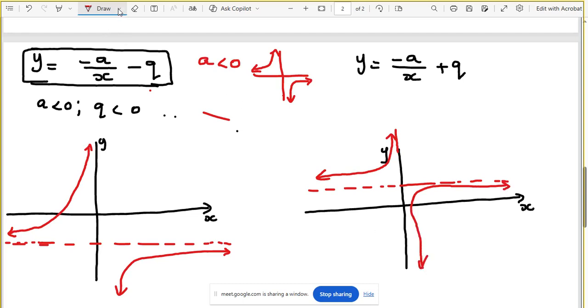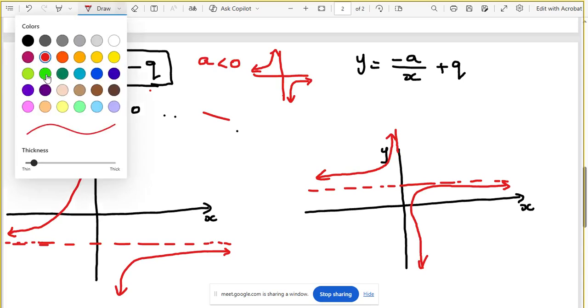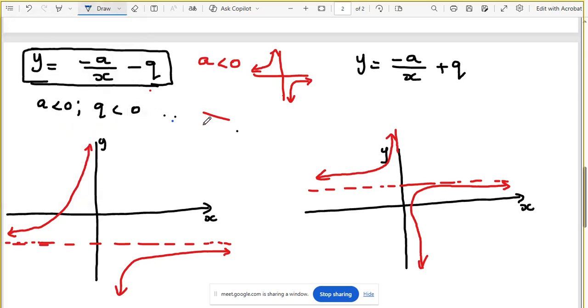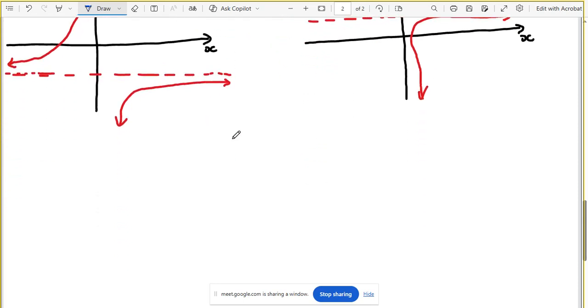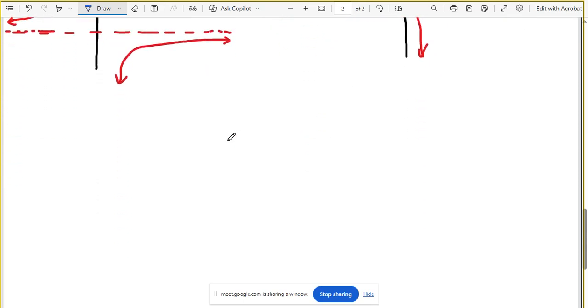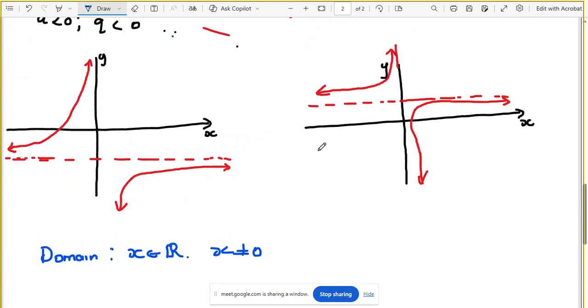I don't want to add too much information on this one. We'll definitely take it from here on our next lesson. So for now, what I need you to understand is that the domain of the hyperbola is always the same, and the range is always the same. It does not change. The domain will always be x is an element of real numbers, but x must not be equal to 0.